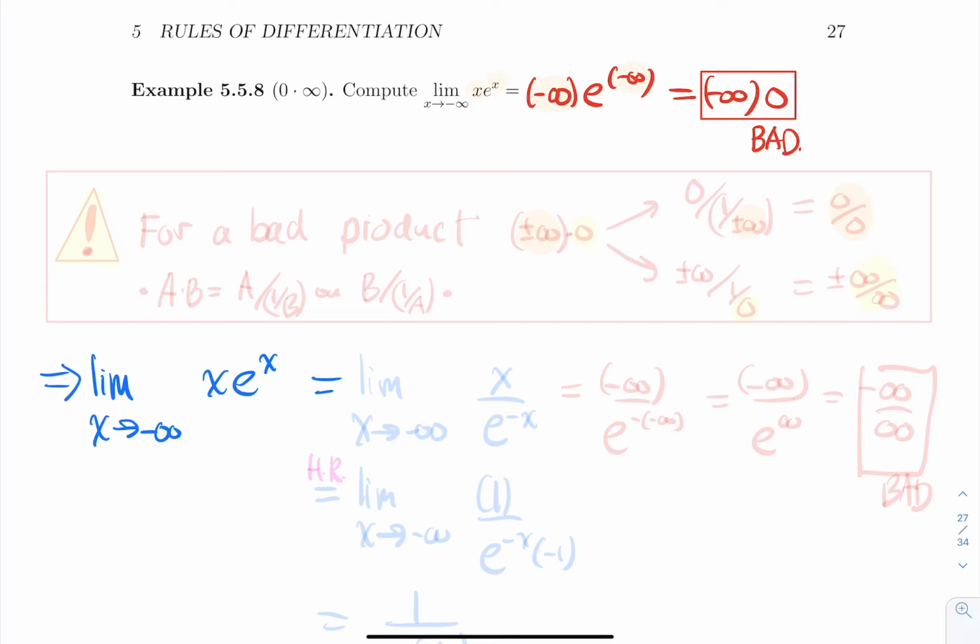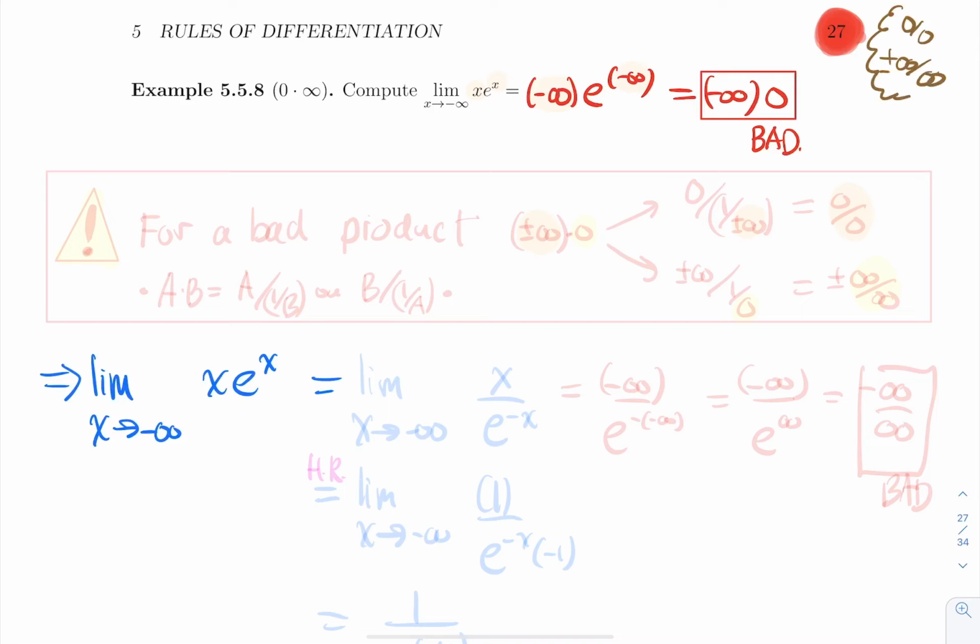Hello everyone, and let's go and do more limits involving l'Hospital's rule. But for the next set of questions, we will have to do some algebraic preliminaries in order to transform our bad limits into bad quotients. So remember, l'Hospital's rule can only be applied if your bad limit is either 0 over 0 or infinity over infinity. For the other ones, we need to play with them.